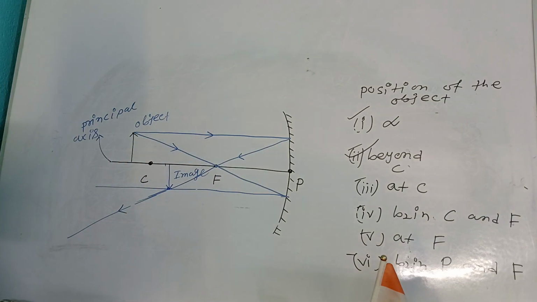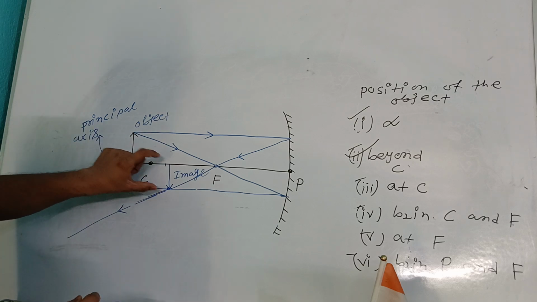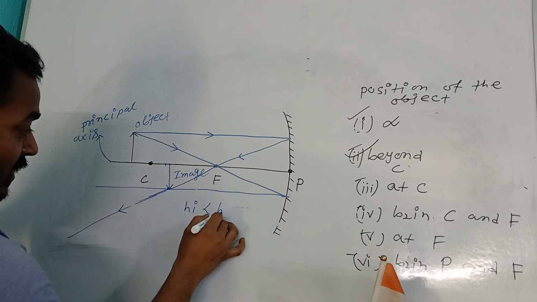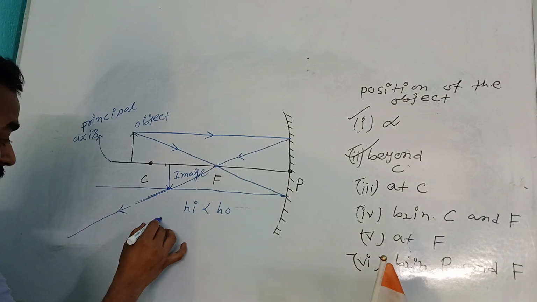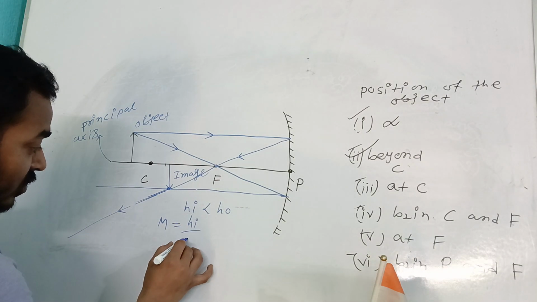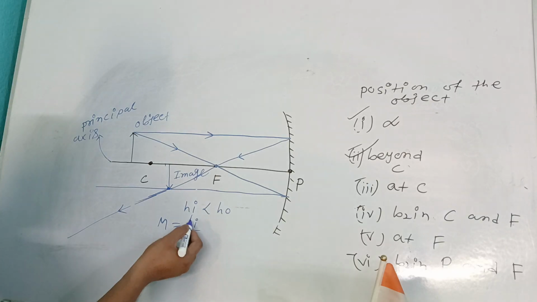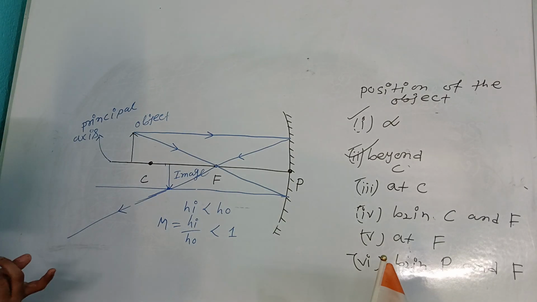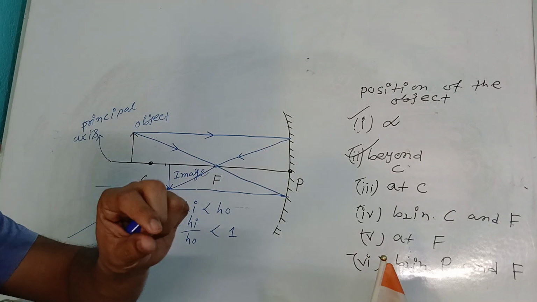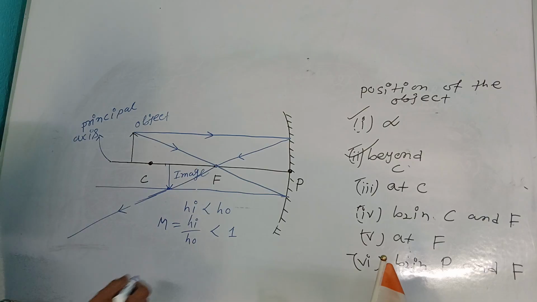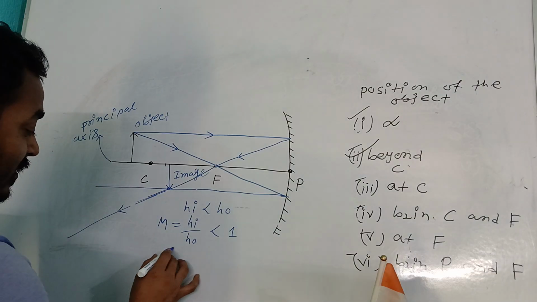It is the image. So you can see the height of the image is smaller than the height of the object. So magnification M is height of the image, hi, by ho. It is also less than 1. Less than 1 means the height of the image is smaller than the object. So we can write it is a small sized image.